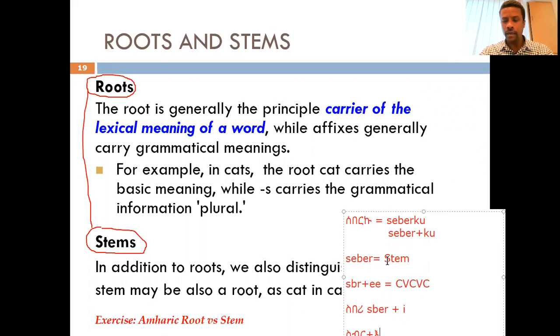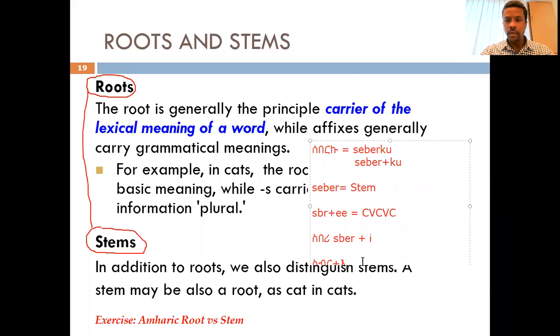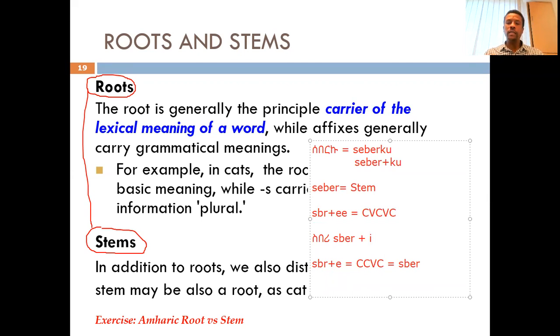It's going to be SBR plus E, but you are going to combine it using a consonant, consonant, vowel, consonant pattern. So in this case, it would be S, then B, then E, then R. So in this case, it is showing another version of, or another meaning for, the word. Saberi, saber, saberu.